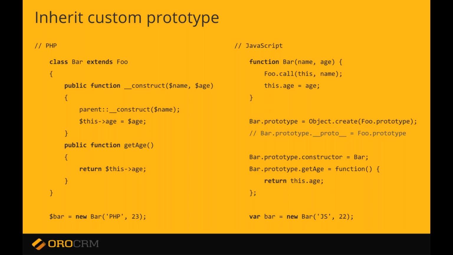Okay, after that we can extend our new object's prototype with the required methods. So we add a reference to constructor bar. We can create the methods that we need, for example, get age. And after that, we can use the bar constructor pretty much the same as in PHP, or as in the previous example of JavaScript.